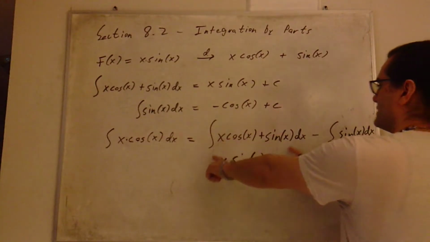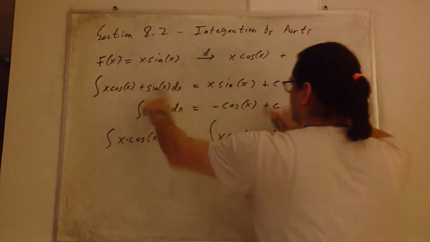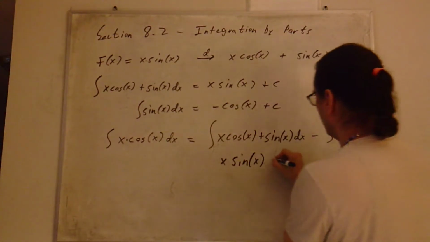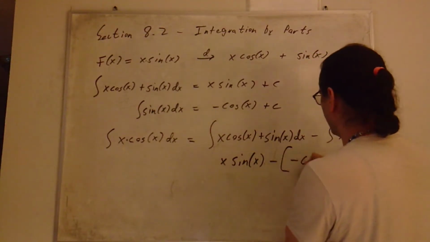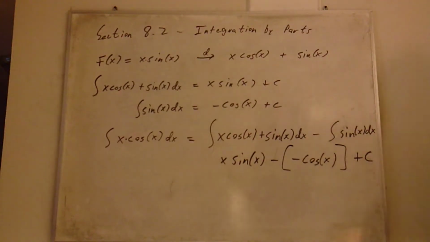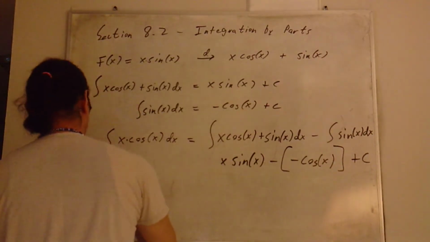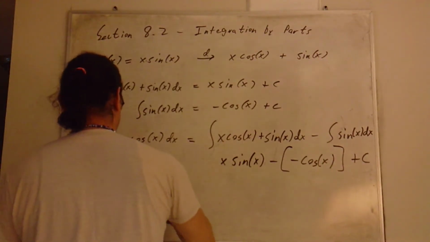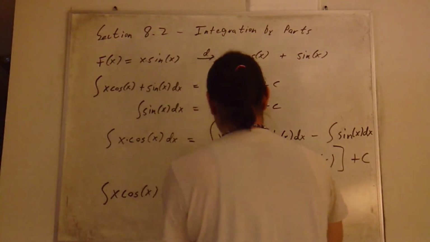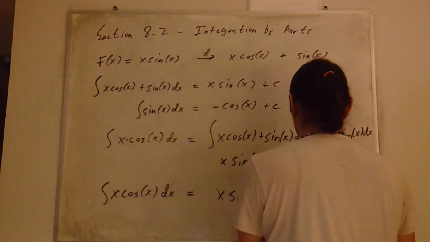So I know that this integral is x sine x because of the product rule, and I know that this integral is negative cosine x. I know that there should be a c attached to the end of all this. So yeah, the integral of x cosine x dx is x sine x plus cosine x plus c.